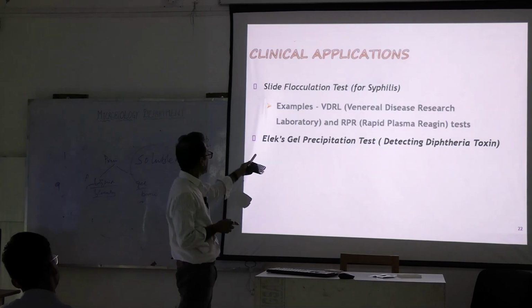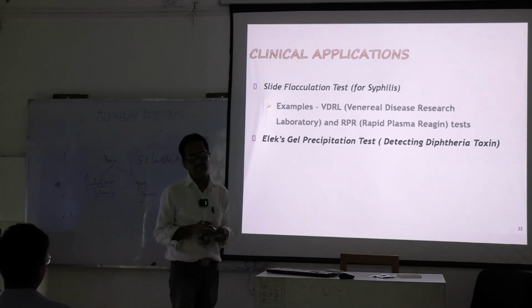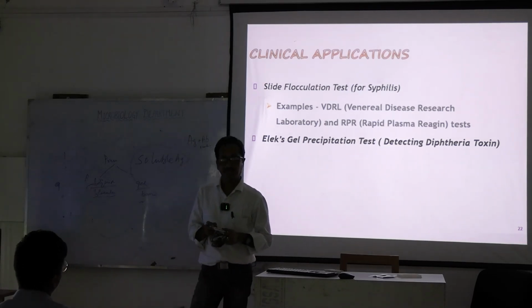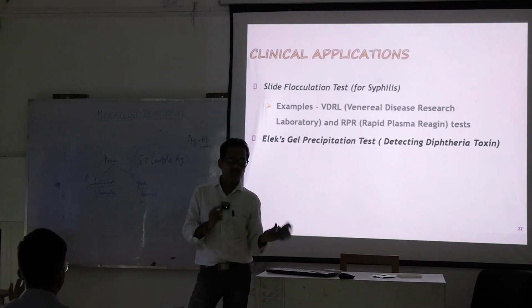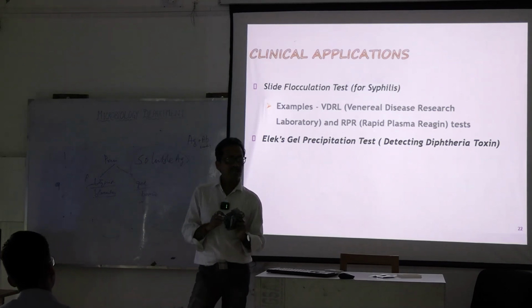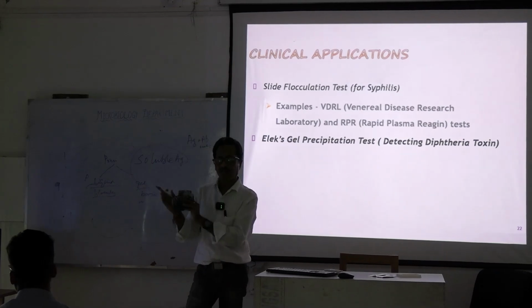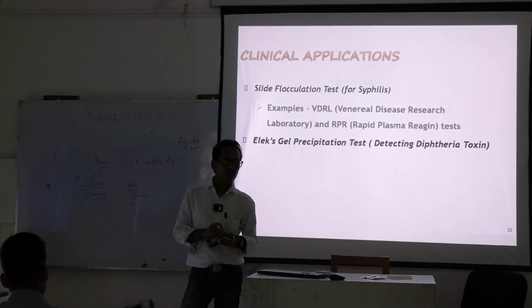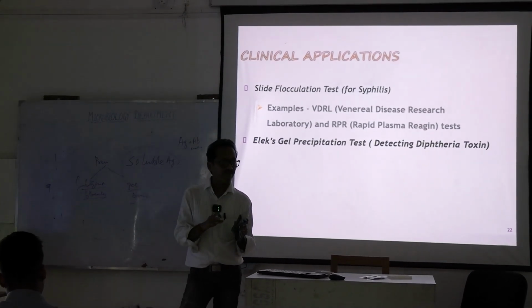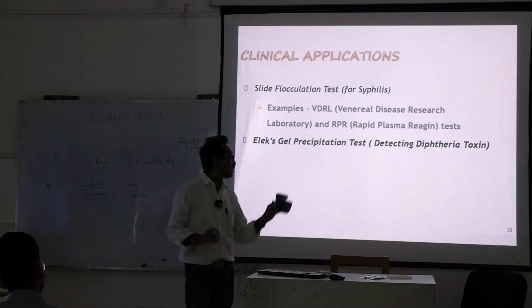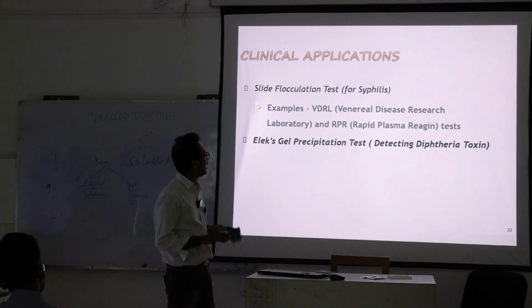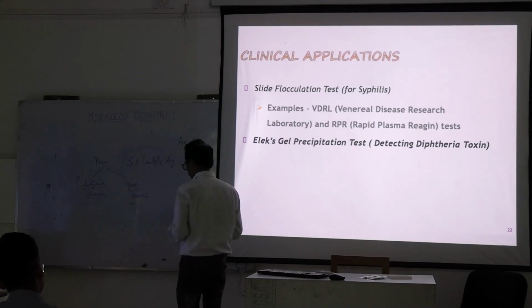We can increase the speed, because in gel the reaction would take 2 to 3 days. We can use electric current, that is counter immunoelectrophoresis, so that the speed of the reaction can be fastened. But the main important ones are VDRL and RPR.